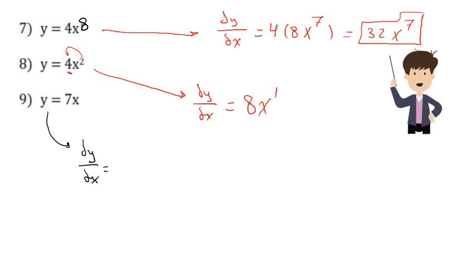Finally, number 9, dy by dx. Do you remember if you have a straight line y is equal to 7x? It's represented by a straight line passing through the origin, and the slope here is the coefficient of x. So the derivative is the same as the slope. So the slope is 7. Again, if you have coefficient multiplied by x to the power of 1, only x, the derivative is the coefficient of x.